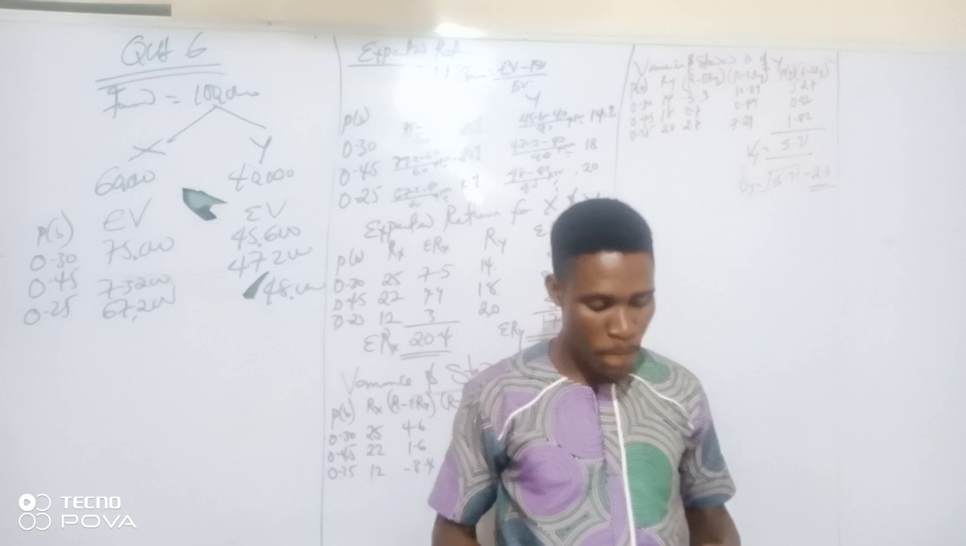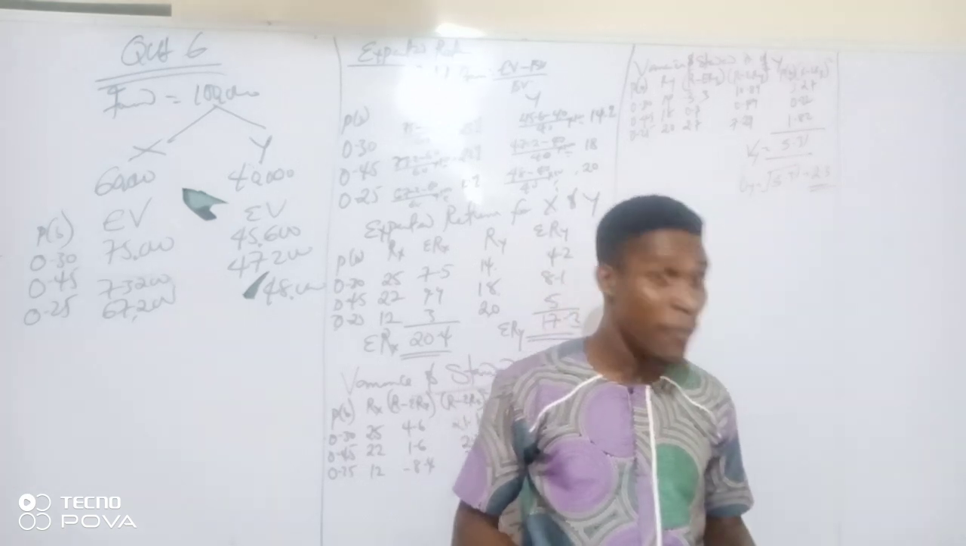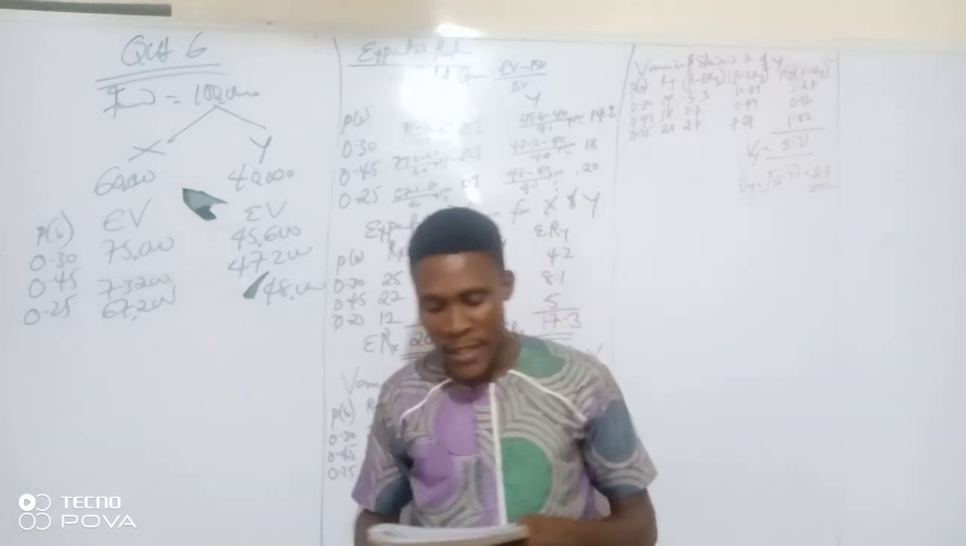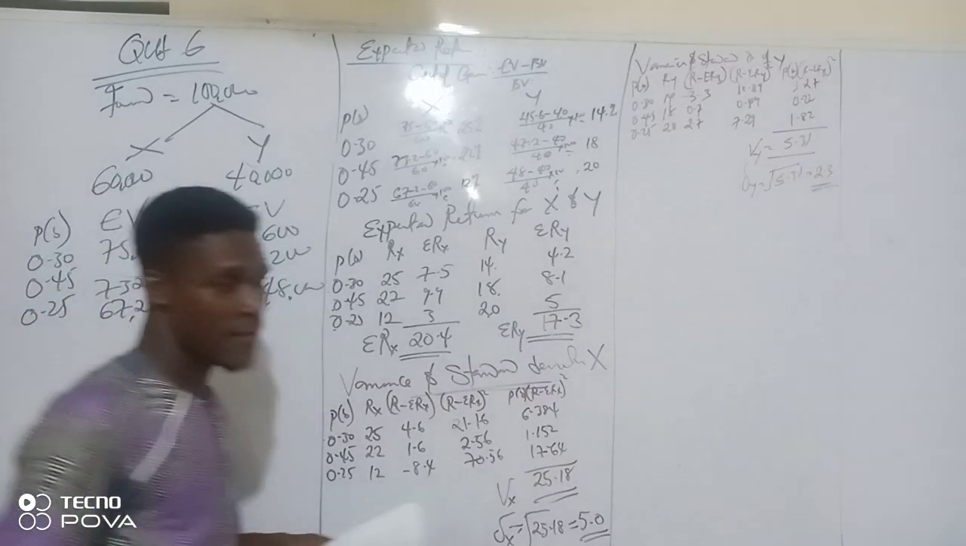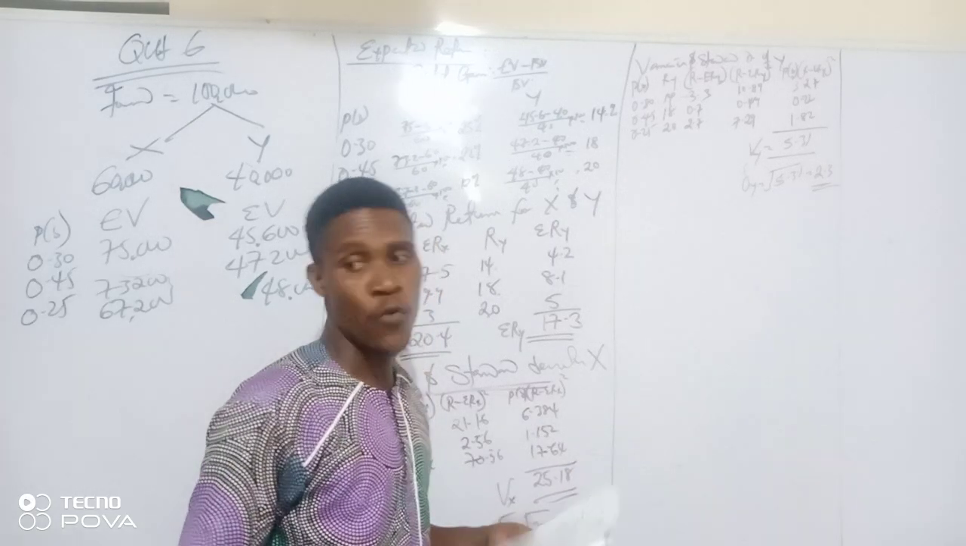Part B: calculate the covariance. I think we have seen something like this before. Calculate the covariance between the two securities and their correlation coefficient. Once again, to get our covariance, we use the product.